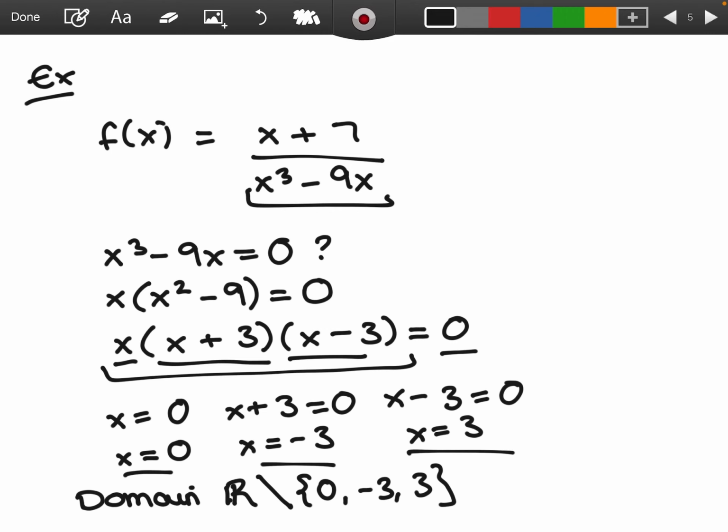You can also write that in interval notation, but it's a lot more difficult because we are taking out negative 3, 0, and 3. That's a lot of values to take out and to deal with unions of different sets. So I would highly recommend in this case that you actually just write your domain as that.